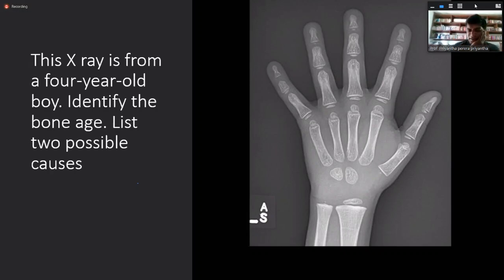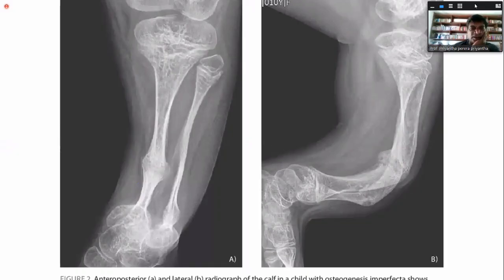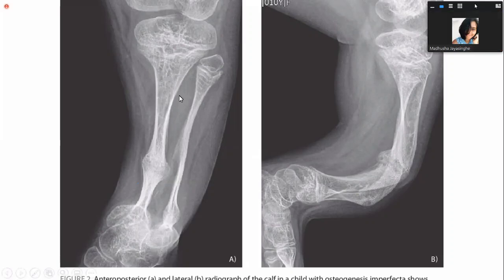I think that's all we have. Now, what is this condition? This is a newborn baby who did not like to be handled. What is the diagnosis? Osteogenesis imperfecta. Right? So what you see, bones are almost like soft tissues, hardly any mineralization of bones.